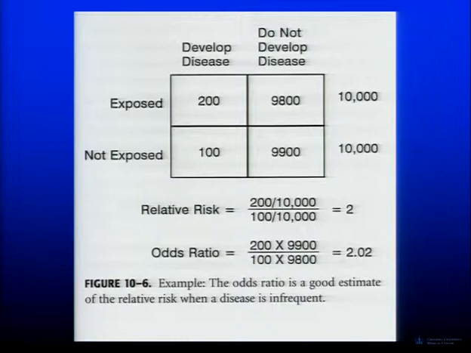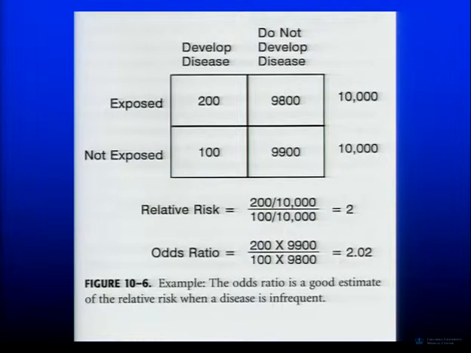If instead we said this is a rare disease, so it should work, let's see what the odds ratio is. You can see that when you calculate the odds ratio, you get almost the same estimate. Using that cross-product term, AD divided by BC, you can see you get almost the same thing for an odds ratio. And that is because this is a rare disease.